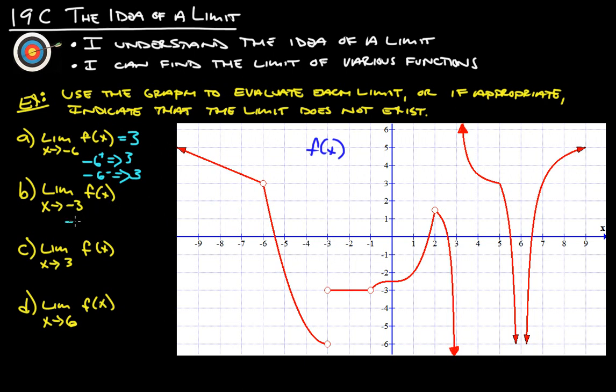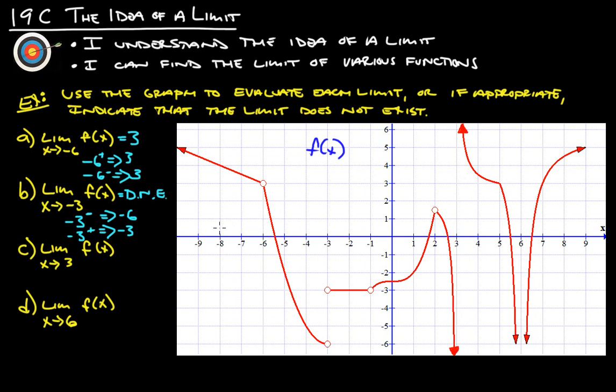As we're approaching -3 from the negative side, and then we'll look at -3 from the positive side also. So -3 from the negative side, we are approaching 6. Okay, so we always want to look at the y value. That's the output. Okay, so that is approaching -6. And as we're approaching -3 from the positive side, we're actually approaching -3. So again, since these numbers do not match, the limit does not exist.